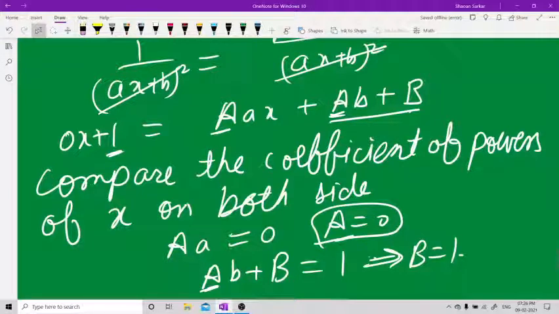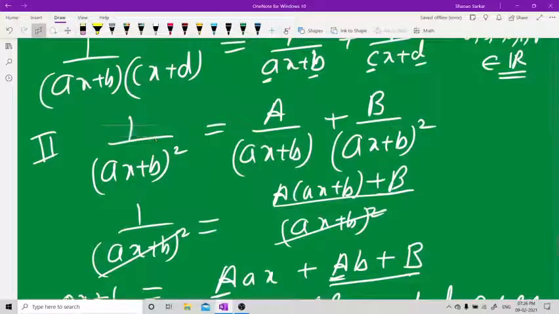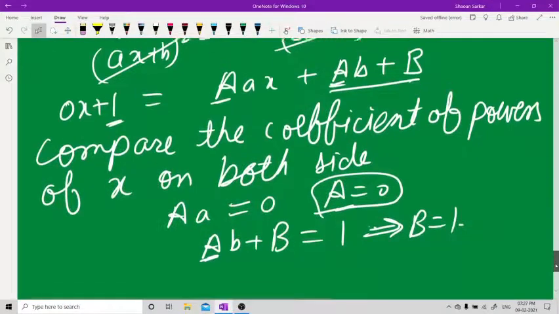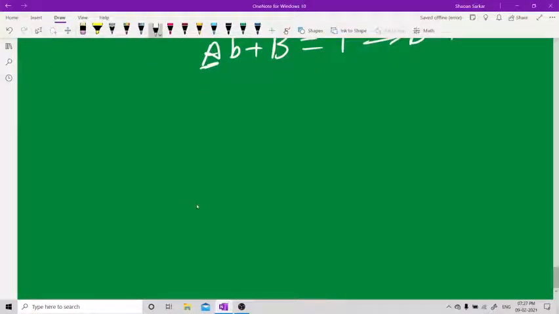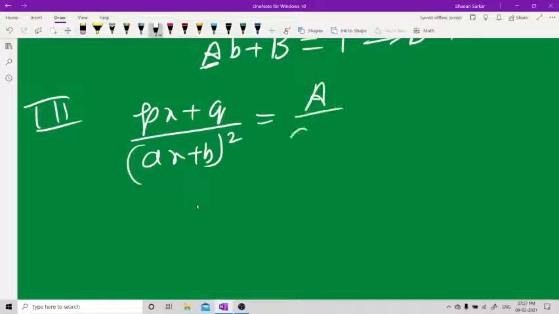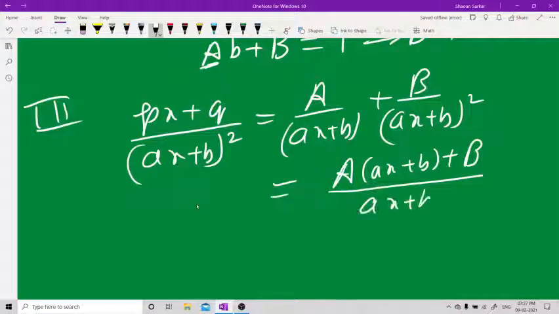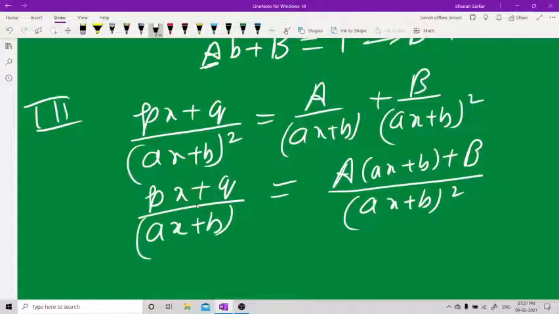Now supposing instead of 1 here, I have some expression like this. Let us say this is the third type. Let us say we have px plus q and then we have (ax plus b) whole square. So you write A upon ax plus b plus B upon (ax plus b) whole square. Again the same process: A(ax plus b) plus B is equal to px plus q upon (ax plus b) whole square.